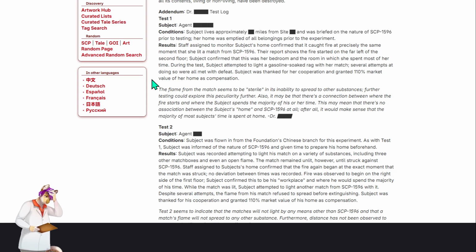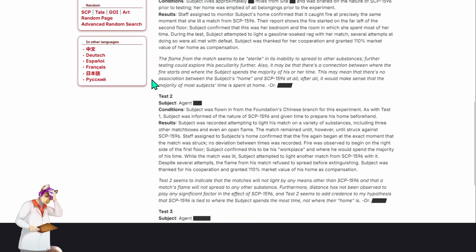During the test, subject attempted to light a gasoline-soaked rag with her match. Several attempts at doing so were all met with defeat. Subject was thanked for her cooperation and granted 110% market value of her home as compensation. The flame from the match seems to be sterile in its inability to spread to other substances. Further testing could explore this peculiarity further.